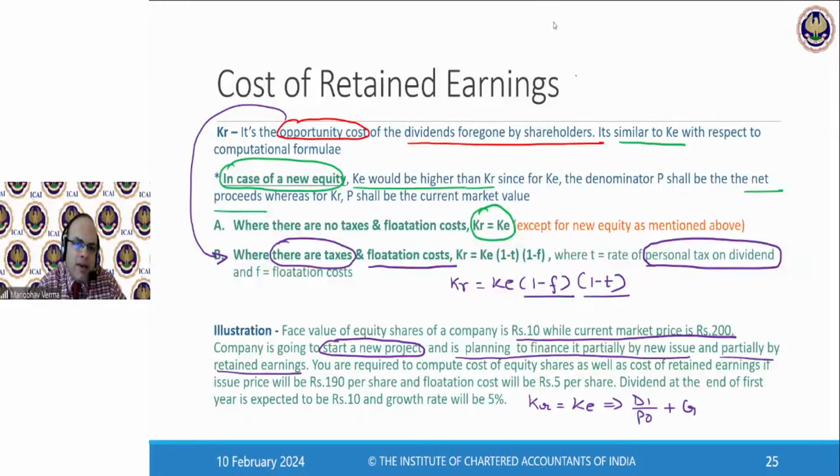Now the question here is that this could be a scenario for existing equity. But what happens to the new equity then? In the case of new equity, something comes into the picture in terms of the flotation cost. What do you think, guys? Do you agree with me?